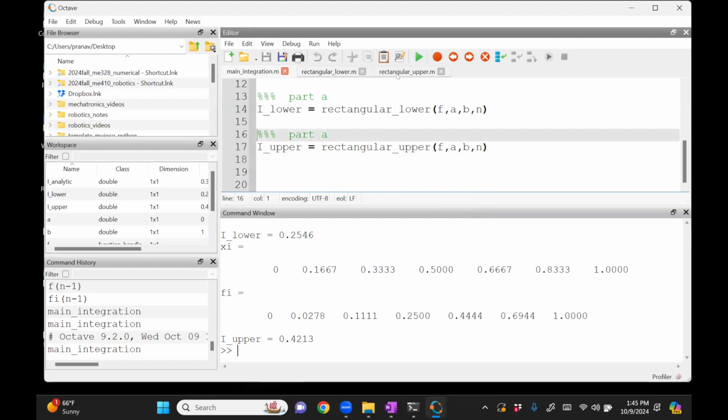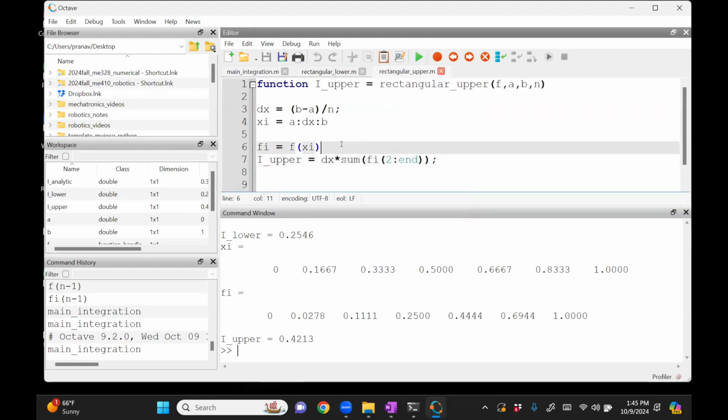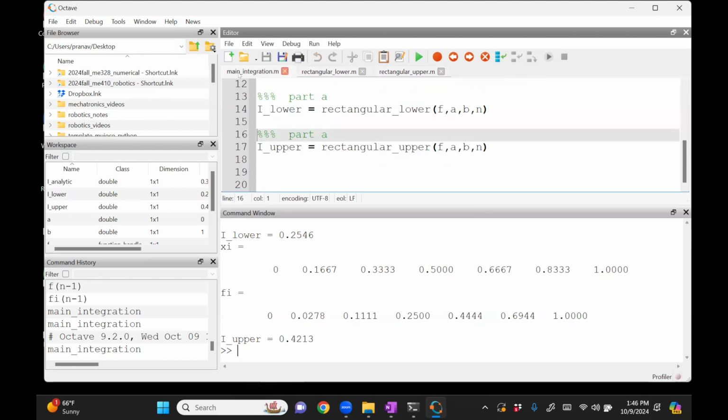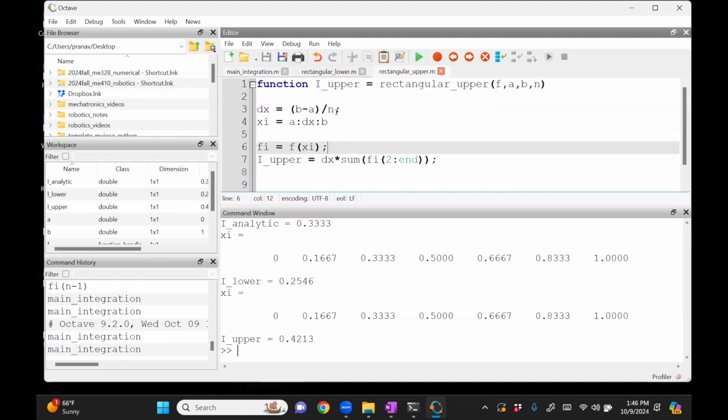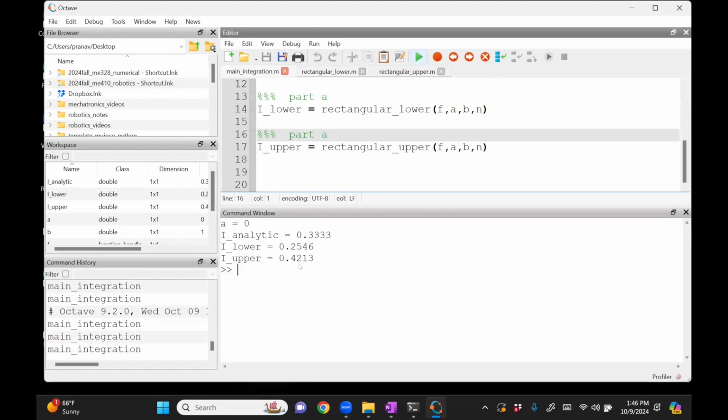Okay, so, well, it's printing this. Let me just suppress this output and then save. Okay, so, well, I didn't want it to print all this. Save, okay. Okay, so here we are. We have analytical 0.333, 0.2546, exactly what we got, and 0.4213 for the upper bound.